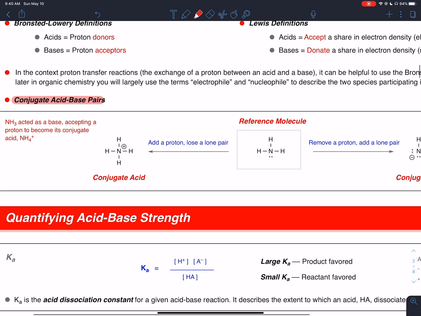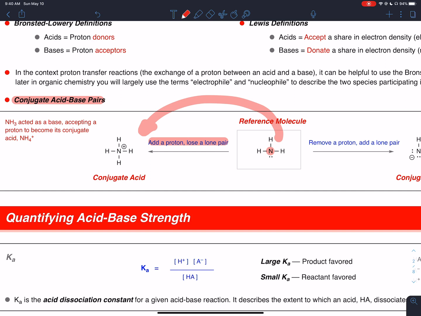To make your conjugate acid, you are going to take your nitrogen atom and add a proton. And as you bond it to another proton, that nitrogen no longer has its lone pair. So we could say we are going to add a proton and lose a lone pair to go from a molecule to its conjugate acid.